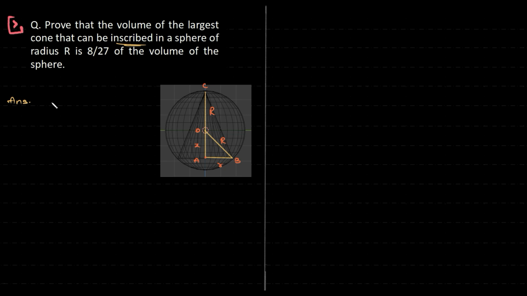So we'll start off with: let r, x represent AB, OA. Then what do we have to prove? To prove: volume of the cone is 8 by 27 times the volume of the sphere.